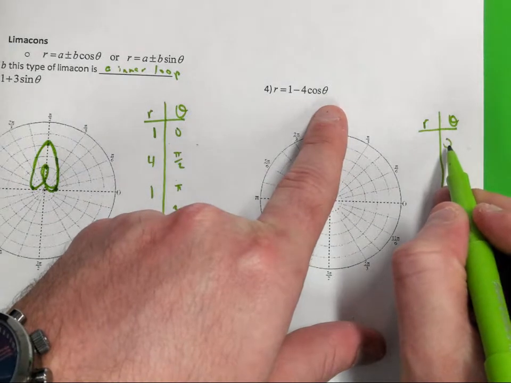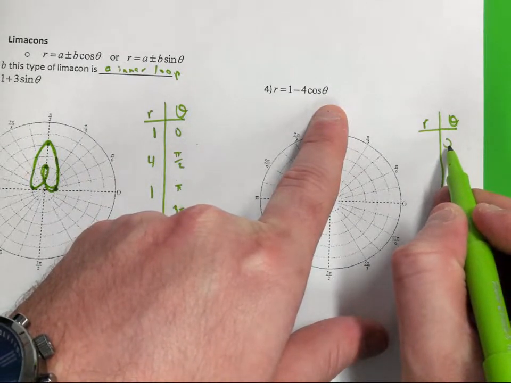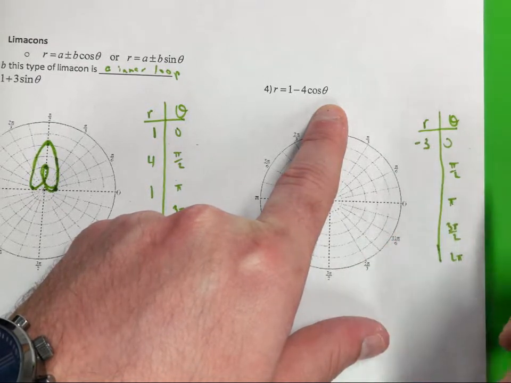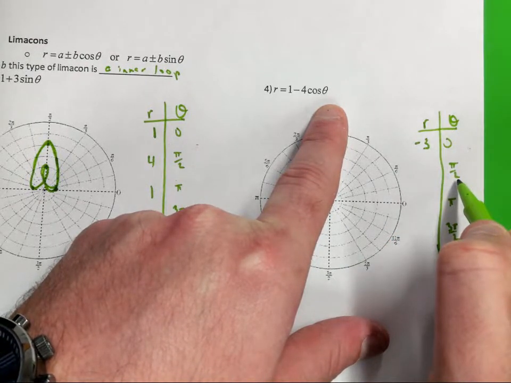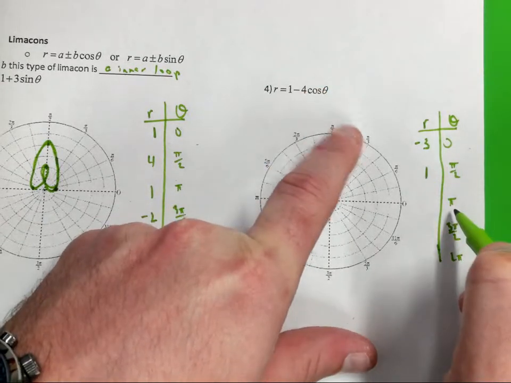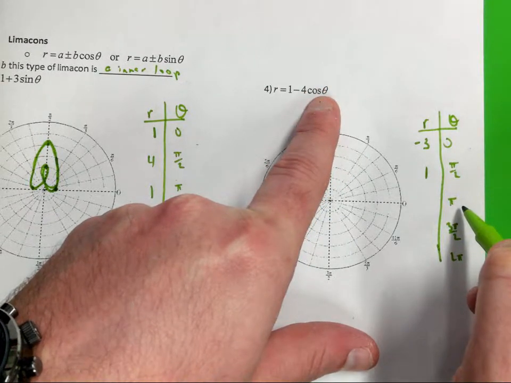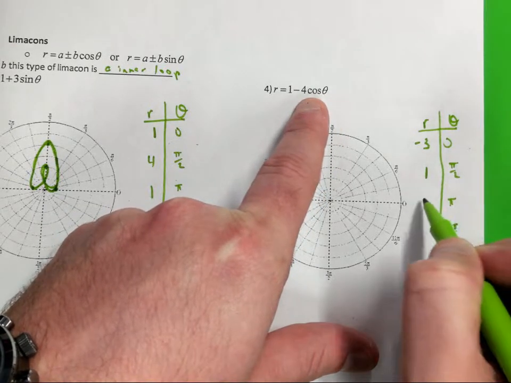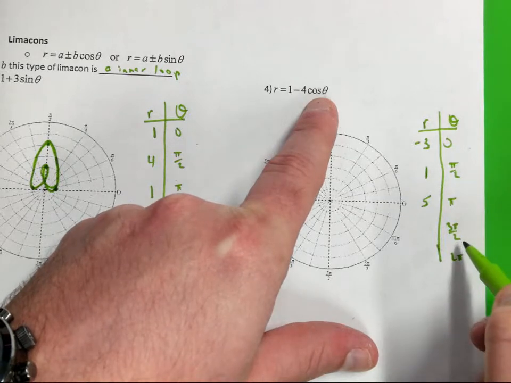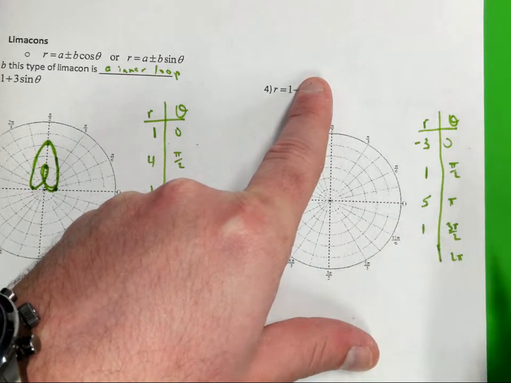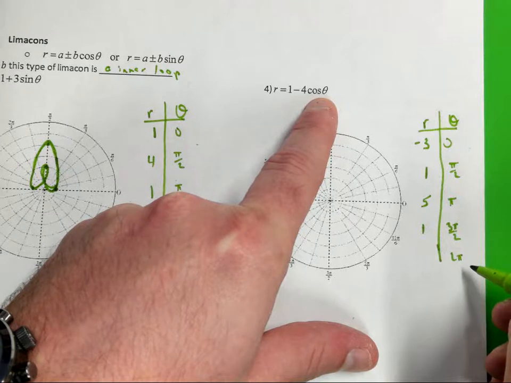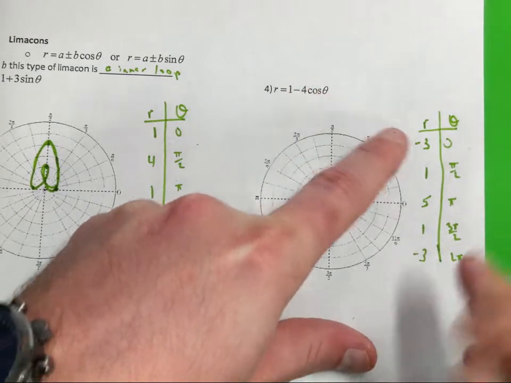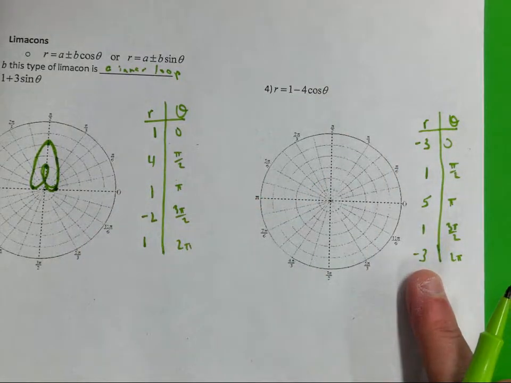If I plug 0 in, cosine of 0 is 1. 1 times negative 4 is negative 4, and plus 1 gives me negative 3. Cosine of pi over 2 is 0, so that goes away, leaves me that 1. Cosine of pi is negative 1. Negative 1 times negative 4 is positive 4, plus 1 is 5. Cosine of 3 pi over 2 is 0. That goes away. Cosine of 2 pi is 1. 1 times negative 4 is negative 4, plus 1 is negative 3. Those 2 points are the same.